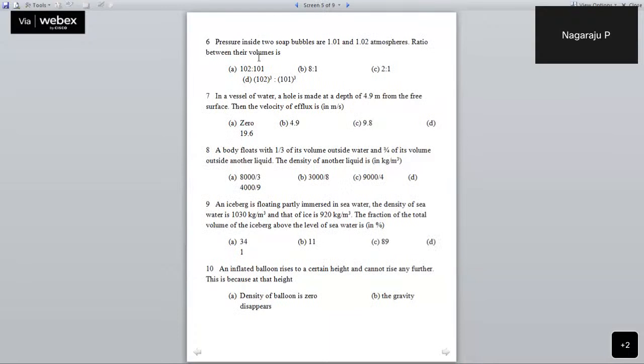The question number 6 is again a medium type, and that medium is again an application type. That is pressure inside two soap bubbles are 1.01 and 1.02 atmospheres. Ratio between their volumes is, of course, here, even though I have typed it properly, only when we convert that into PDF, it remains intact. Otherwise, it keeps changing like this.